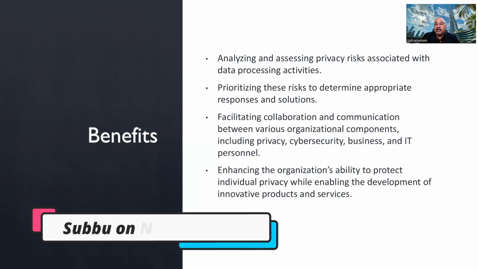PRAM also enhances the organization's ability to protect individual privacy while enabling the development of innovative products and services, whenever innovative technology is used. In fact, if you look at the reasons for doing a data protection impact assessment, the first point speaks about usage of innovative technology. In class we have discussed AI, ML, deep learning, IoT, etc. The moment you have innovative technology, that kickstarts the requirement for a data protection impact assessment. That means whenever you use innovative technology, you need to do a PRAM also.